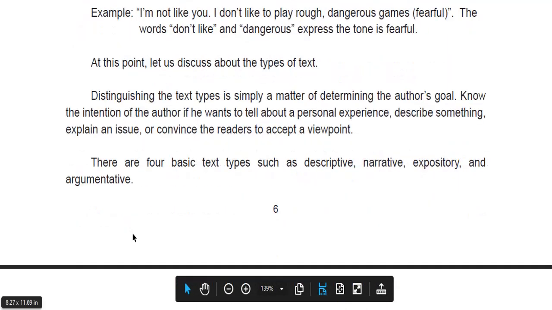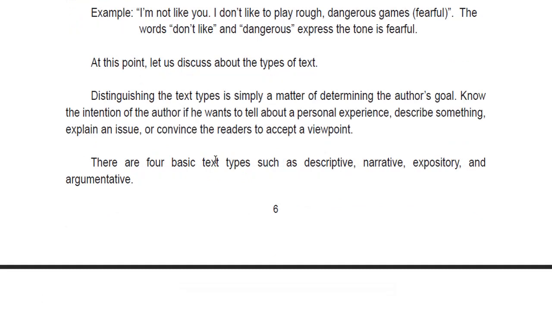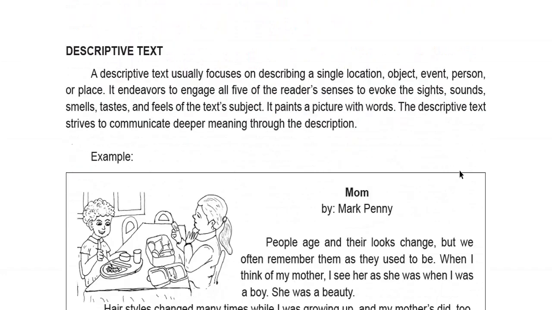So now, let us go on to the four basic types of text. So we have here descriptive, narrative, expository, and argumentative. So let us first have descriptive. So the root word of descriptive is describe. So therefore, this particular type of text is more on describing someone, or it can be a location, describing an object, an event, or just like what I said, someone or a person, even place.